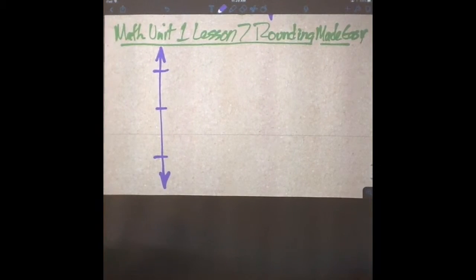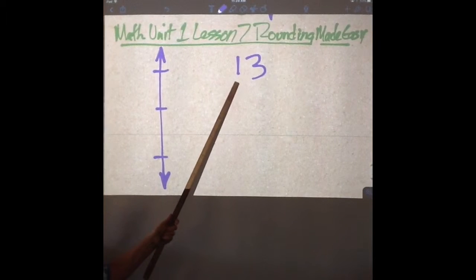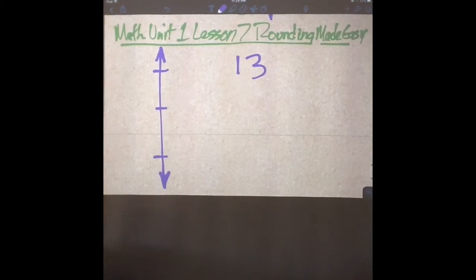So let's say my number is 13. And I said I want to round it to the nearest 10. Which one of these is the 10 number? Is it the 1 or the 3? Answer? 1. The 1. So here's what we do. Ready? You take that 1 and you put it down here. Put it right there.